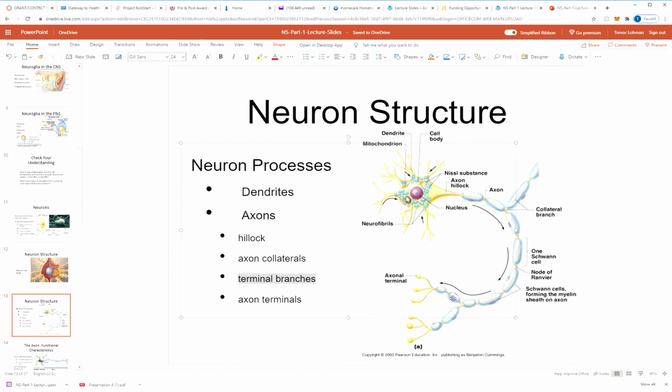There's terminal branches, and then there's axon terminals, which are actually the very terminal ends of the neuron. And you can have tens of thousands of those on one neuron. 10,000 is kind of like a large amount, but you can have even more. Some neurons have less, some have more. So it's this pretty complex structure. You can see that mitosis is not going to work out very well for this type of cell.